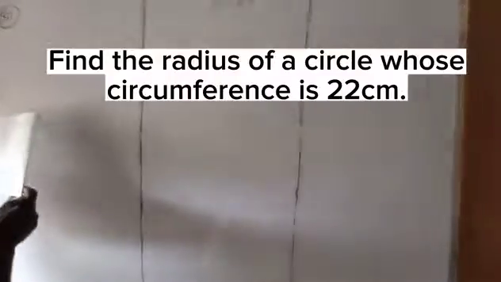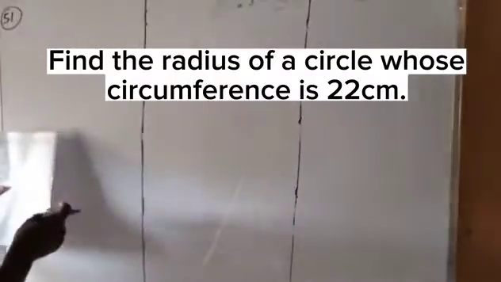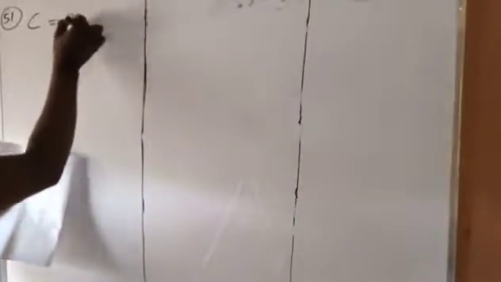So question 51, welcome back. It says find the radius of a circle whose circumference is 22. So the first thing, what's the circumference of a circle? It is 2 pi r. The question asks us to find the radius.